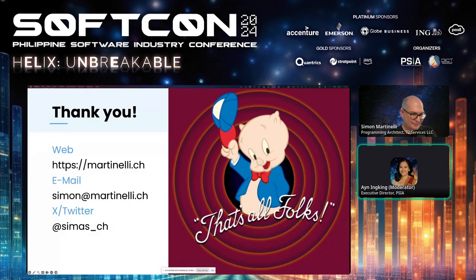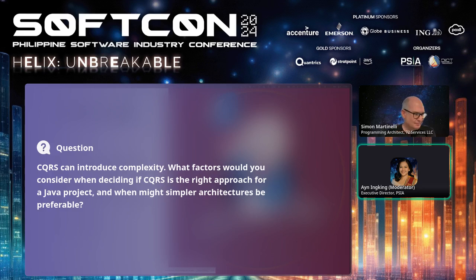Because of that, sir, I believe we do have a lot of questions for you posted here. Let me read them one by one, and then we'll raise them to the stage screen so that you can easily read them if you need to. The first question is, CQRS can introduce complexity. What factors would you consider when deciding if CQRS is the right approach for a Java project, and when might simpler architectures be preferable?